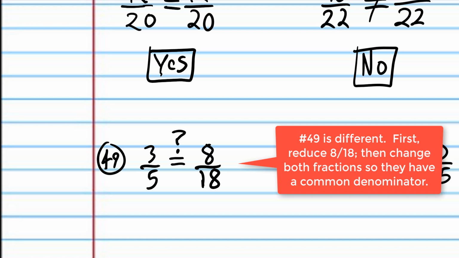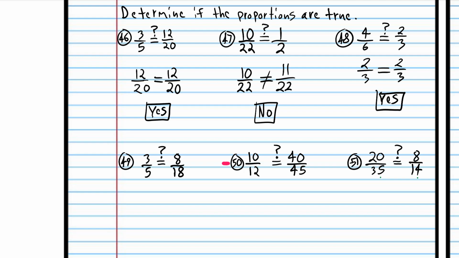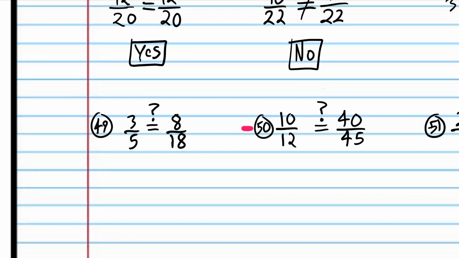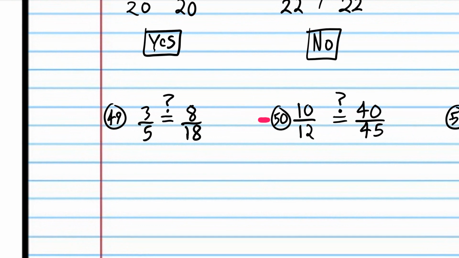In this case, it doesn't look like we can actually multiply this fraction. We can't multiply 5 to get 18, and we can't multiply 3 to get 8, so we're going to have to try to reduce this fraction, possibly. Sorry, I kind of gave you a curveball on this one. It looks like we can't really get a common denominator.